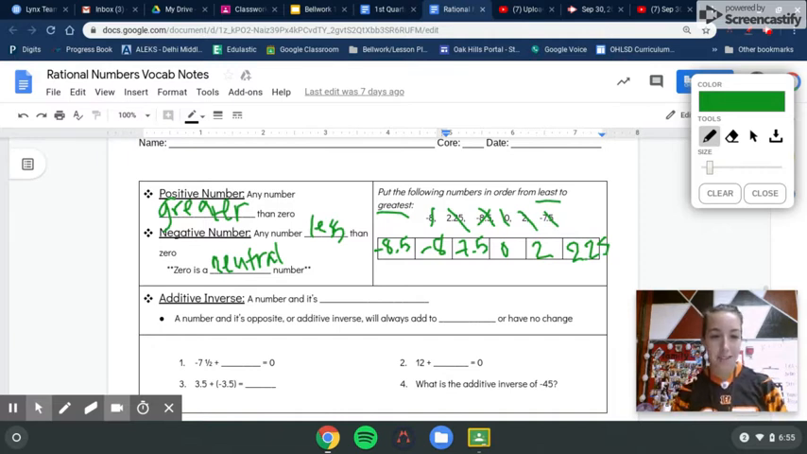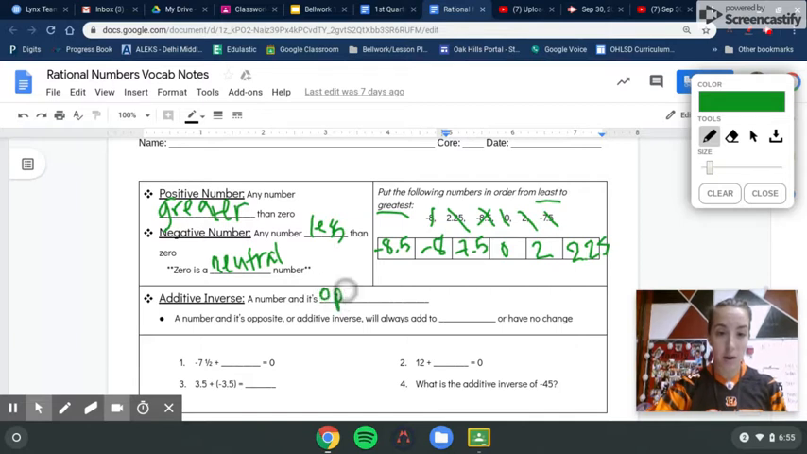So we went over positive and negative numbers and went over from least to greatest. Remember, sometimes they'll have you do it from greatest to least. The next thing that you'll have to remember from a couple years ago or even last year are additive inverses. This is the number that when you add it together, it's its opposite.